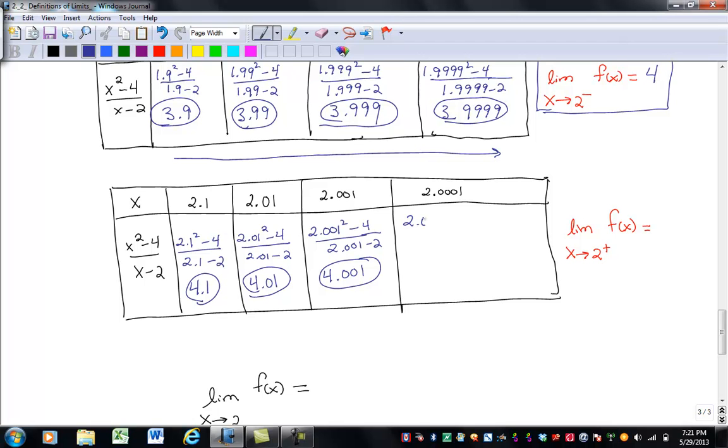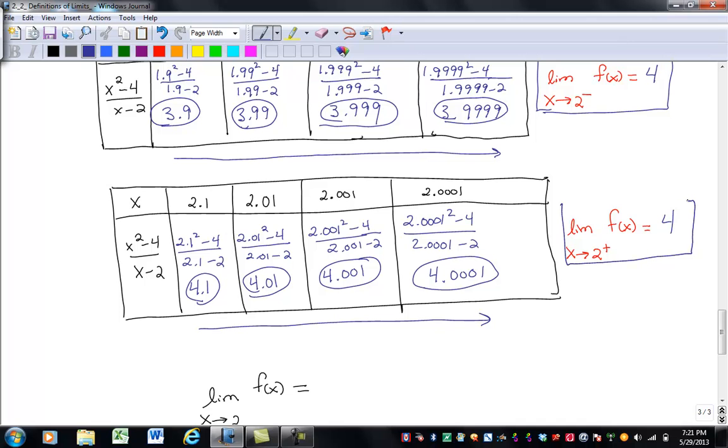And the last one, 2.0001 squared minus 4 over 2.0001 minus 2. And that gets you 4.0001 when you type it into your calculator. So if you look at the limit as x approaches 2 from the right, that looks like it's going to be 4 as well, if you look at the pattern of numbers.